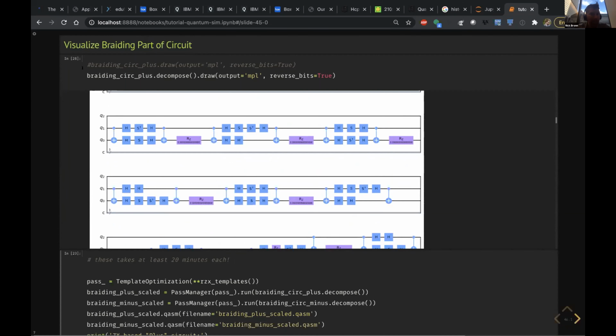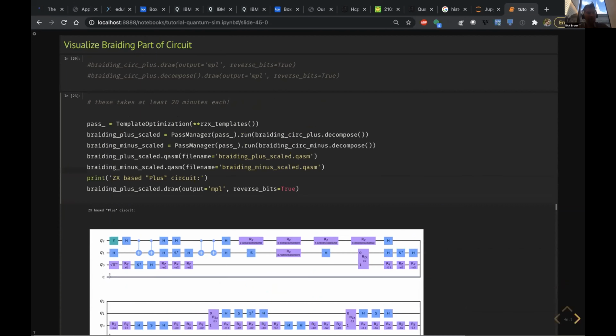But what we can do is this template optimization step. What I had done earlier is I had done this RZX template. So what it's going to do is essentially go in and look for wherever I saw those, and of course I deleted it. Wherever I see these things that look like C naughts, RZ rotations, or RY rotations, the template optimizer is going to go in there and figure out how to replace that with more efficient circuits.